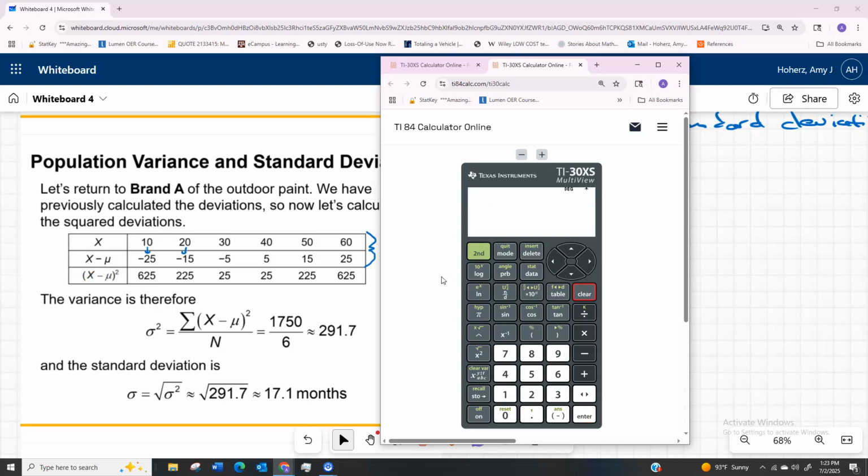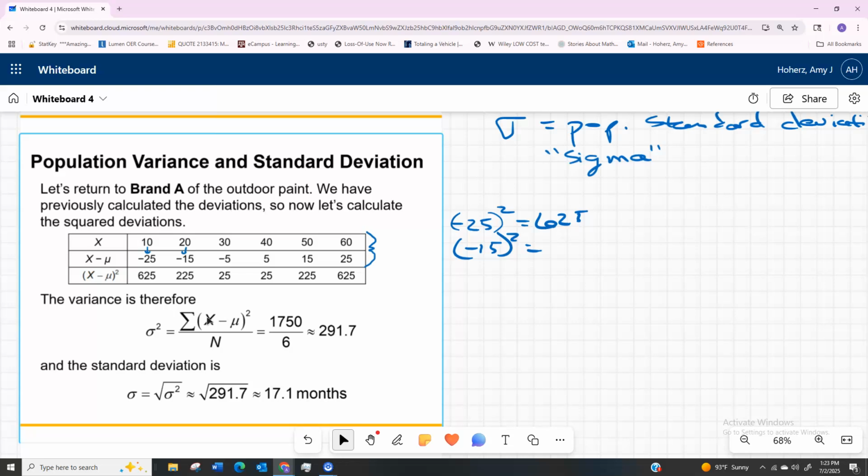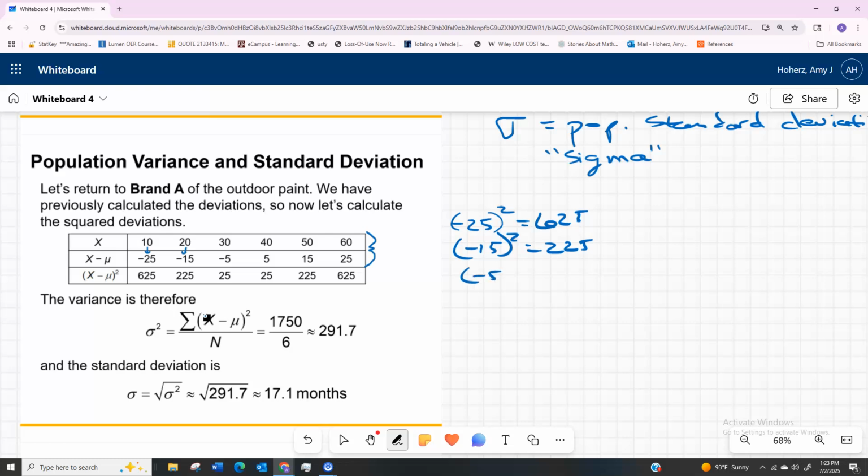Then when we get over to the positive ones, we don't have to use the parentheses anymore because we don't have to worry about that negative. So for instance, when we do just 5 squared, we don't have to worry about the parentheses in that case. And that'll give us 25. So you can see they've done that for each of these. Negative 15 squared is 225. Negative 5 squared is 25. Then we do 5 squared, which is also 25. And we do 15 squared, which is also 225. And we do 25 squared, which is also 625. And so now you see we don't have any negative values. This last row is all positives.